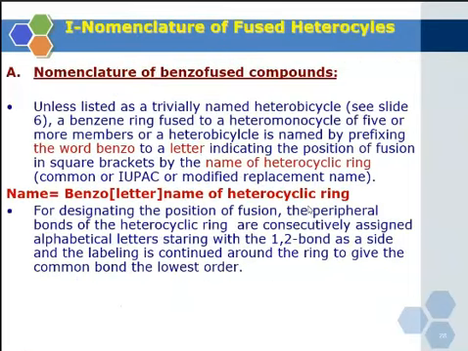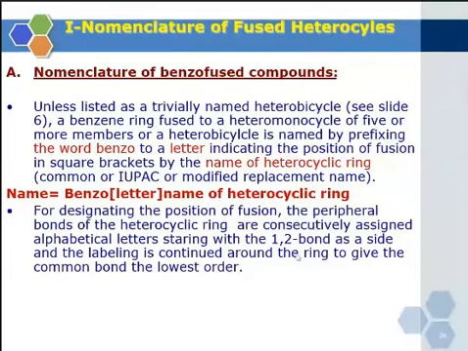Now let us see the nomenclature of benzo-fused compounds. Unless it is listed as a trivially named heterobicycle, a benzene ring fused to a heteromonocycle of 5 or more members, or a heterocycle, is named by prefixing the word benzo to a letter indicating the position of fusion, and that position of fusion is always shown in square brackets followed by the name of the heterocyclic ring.